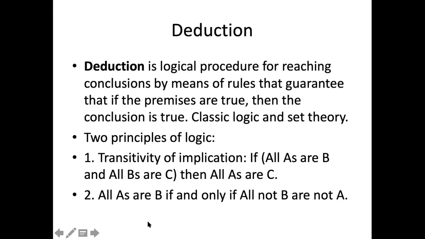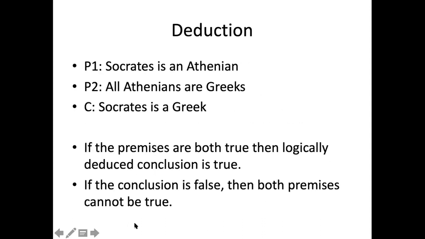So let's see some implications of it. Let's take a look at simple deduction first. Here's one attributed to Aristotle. Socrates is an Athenian, and all Athenians are Hellenes. I'll translate that into English as all Athenians are Greek. And if it's true that Socrates is an Athenian, and if it's true also that all Athenians are Greek, we can reach a conclusion, right? We can reach the conclusion that therefore Socrates is a Greek.